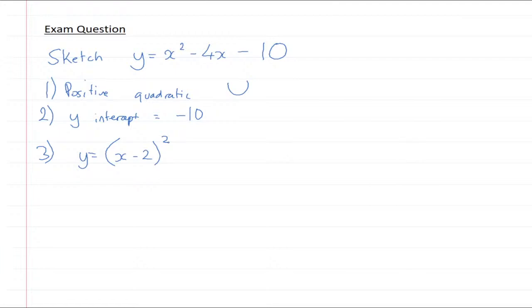Minus the square of the inside number, which is what? Minus 2 squared, which is minus 4. Then I need to keep that minus 10 as well, don't I? So then I end up with y is equal to x minus 2 all squared minus 14.